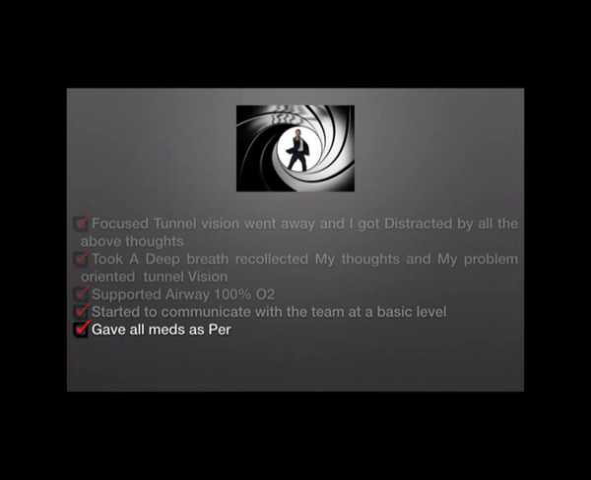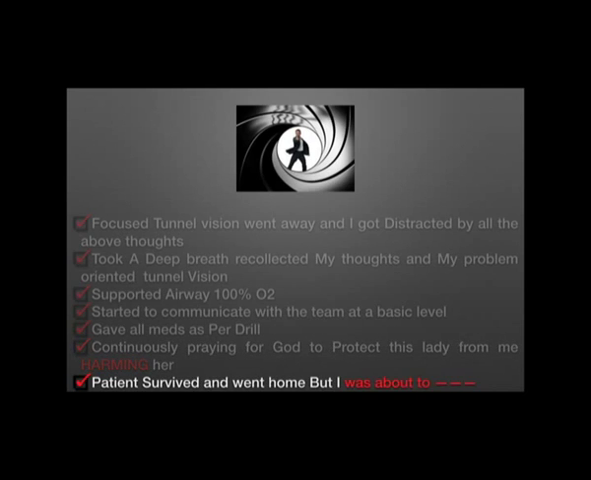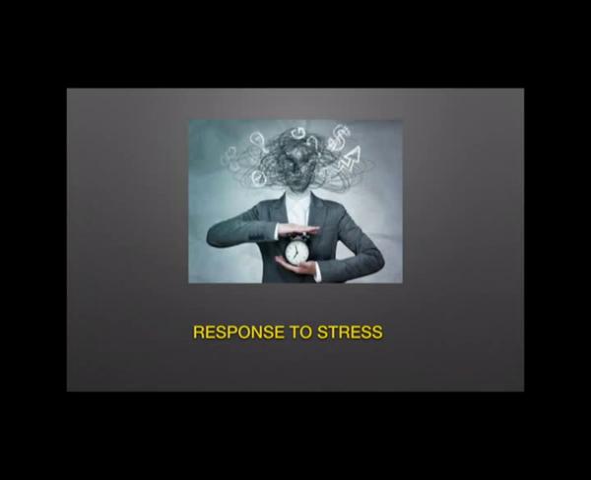I wish this works faster. So I gave all the medications, and then I was continuously praying, please God, stop me from harming this woman. Please. Honestly, that's what I was doing. Stop me from harming this woman, because I might do the wrong thing at that stage. And one thing that was going through my mind: what am I going to say to the family after this?